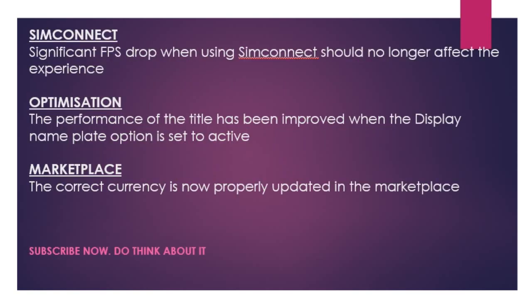Next, we are going to some of the issues which this patch fix is going to fix, which is SimConnect. Significant FPS drop when using SimConnect should no longer affect the experience. So FPS drop, another prevalent issue which this game was facing, has certainly been taken care of. Optimization: the performance of the game has been improved when the display name played option is set to active. Now this was a vital bug and error which the gamers were facing. When the display name played option was set to active, there were a lot of crashes and a lot of instability, and hopefully with this patch, the most important thing which I was looking for is optimization.